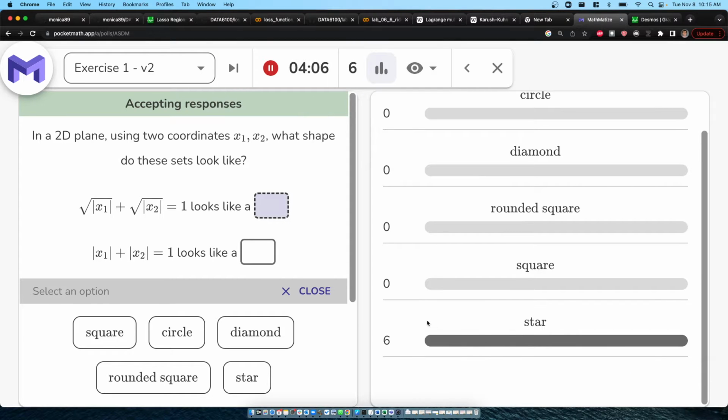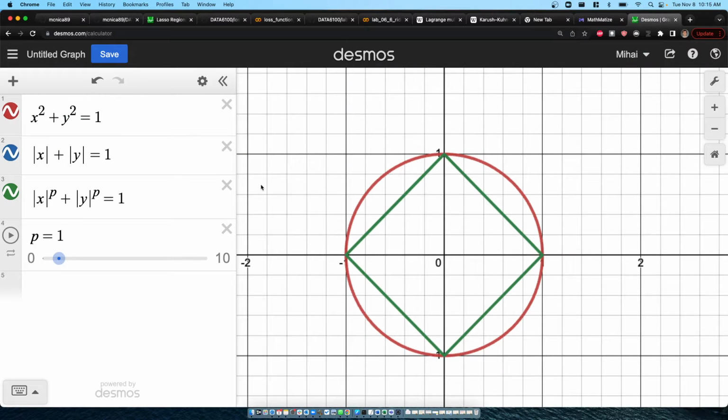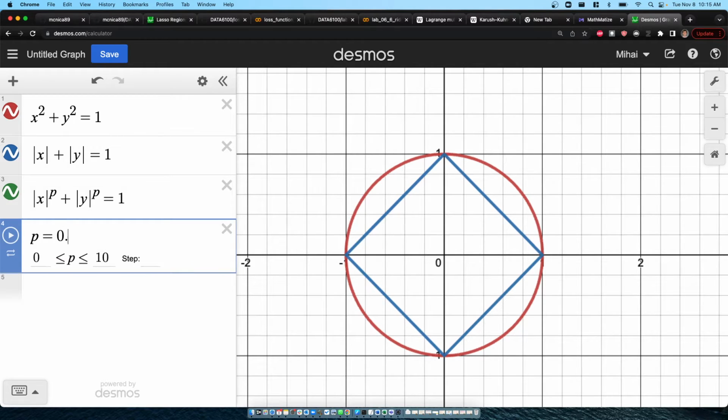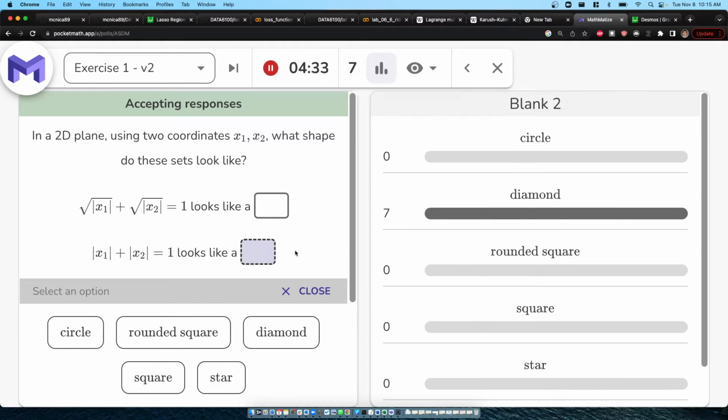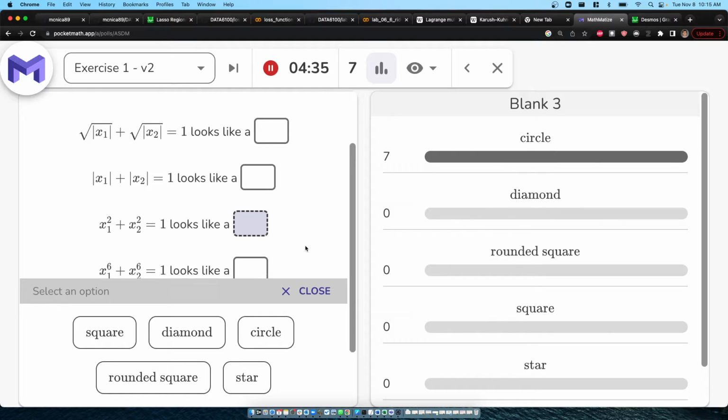6 out of 6 people said the first one is a star. That is correct. If you do the square root, I made x to the power p, and if p is a half, that's the square root. Something to the power of half is the square root. So I can do this one by doing 0.5, and it looks like this green star. So 0.5 is a star. This one we already did. This is a diamond. This one is the circle.